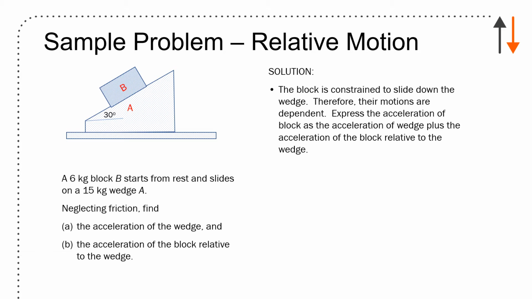The block is constrained to slide down the wedge, therefore the motions are dependent. Express the acceleration of the block as the acceleration of the wedge plus the acceleration of the block relative to the wedge. All right, so this is the standard Newtonian approach. Write the equations of motion for the wedge and the block. No problem, solve for the accelerations.